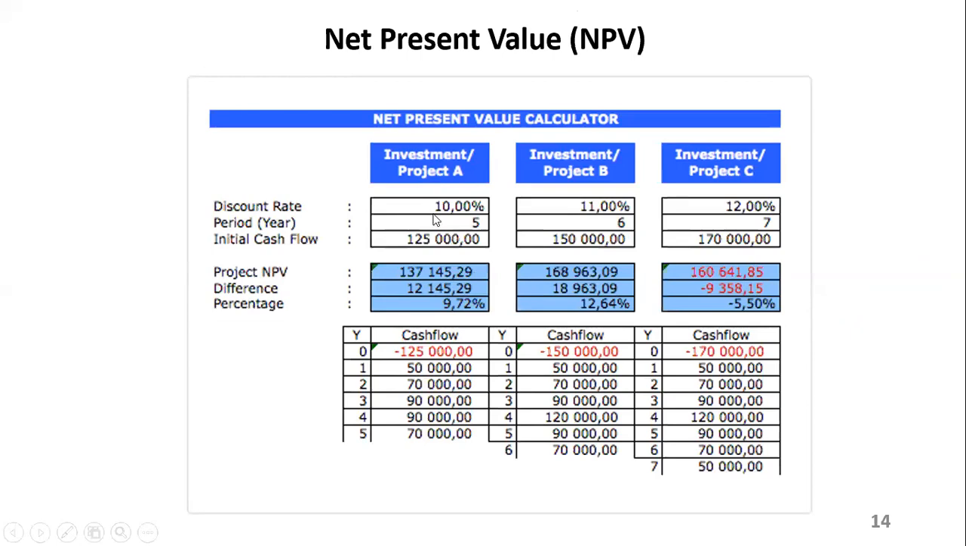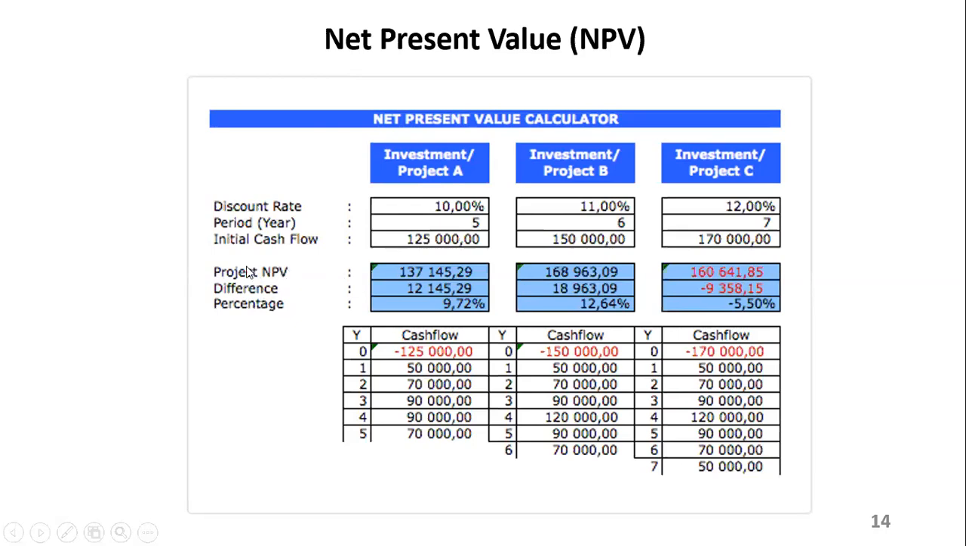Okay, so this is now a net present value. Here we are comparing the net present value for three projects, project A, B, and C. You can see here you have your discount rate 10%, this one is 11. These things are changing: the discount rate, the period, how long it will be, and the initial cash flow is this much, 125,000, 150,000, 170,000, like that.